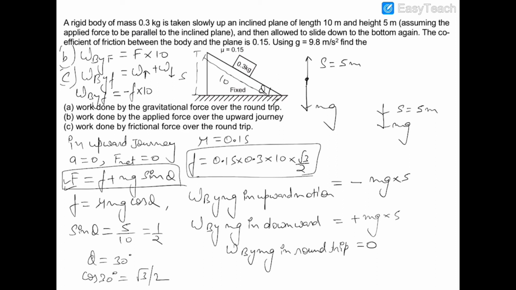And also in the downward motion, the friction will be acting in the reverse direction of the motion. Hence, the friction will be acting in the upward direction of the incline, and displacement will be down the incline. So again, it would be a negative sign, minus F into 10. So the net work done by the friction in the round trip will be minus F into 20. So this was the easy one. Now we move on to the next question.